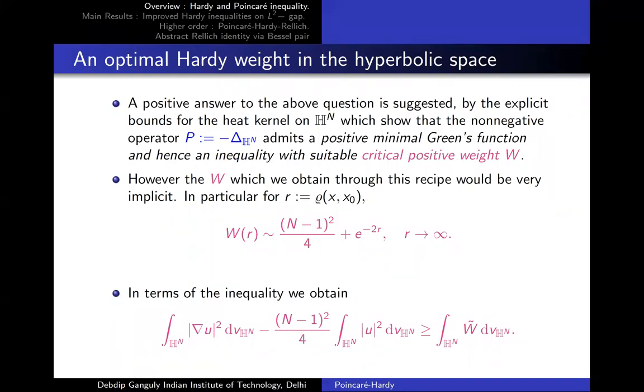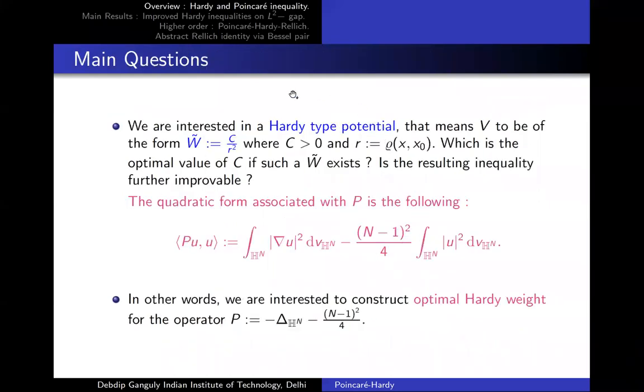So these methods give you the improvement of Poincaré, but, of course, I said there might be many W. This is one W, but we want now to get a Hardy type potential. We want W tilde to be of this form C by r square, and we want to find the sharp constant C, so that P minus W tilde becomes critical.